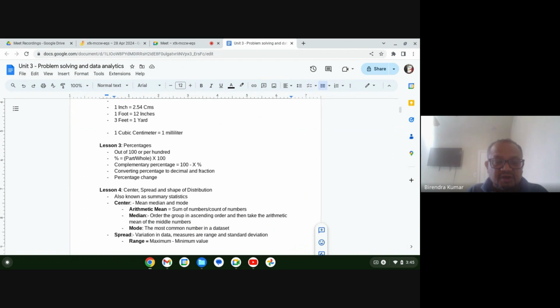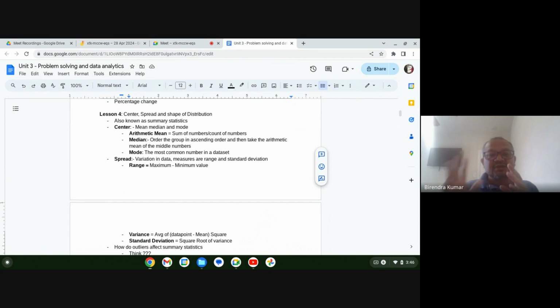So this is the center part, which helps you find out the ways you can find something in the middle of a group of numbers that you're dealing with, be it by finding the average or the mean or the median, which tells you the center of the ordered numbers, and the mode is something which tells you the most common number in the data set, something that occurs the most number of times.